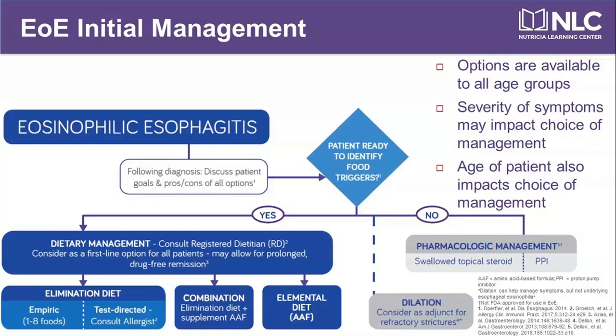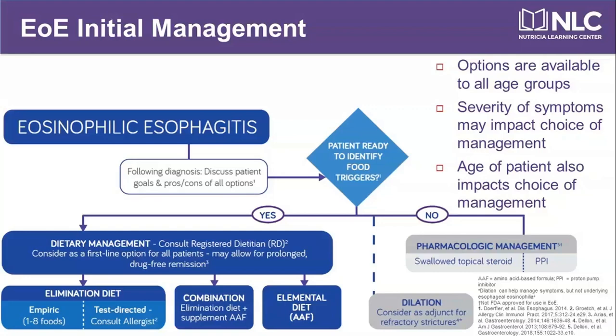And you can do that by picking the most common food antigens, the most likely food antigens, and that's what we call empiric elimination, and that can be anywhere from 1 food to 8 foods. You could also send a patient for allergy testing and see what allergy test results come up and then target those foods up front. You could do a combination of elimination of food and putting them on some formula supplementation, or you can kind of go full bore and take them off all foods and put them on a fully elemental diet, which is based on an amino acid-based formula.